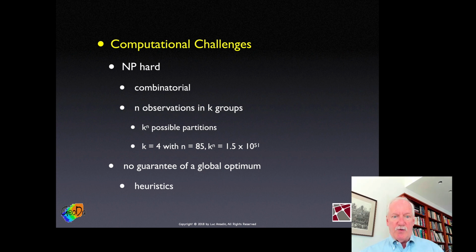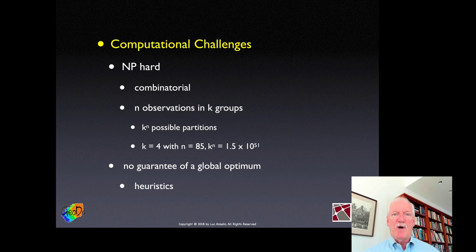This is very hard to do. This is a computationally very challenging problem. It is what is called NP-hard. It's combinatorial. You can think of it as being essentially very simple. You have n observations and you have to put them in k groups. So you might say, why don't we just enumerate all the possibilities?